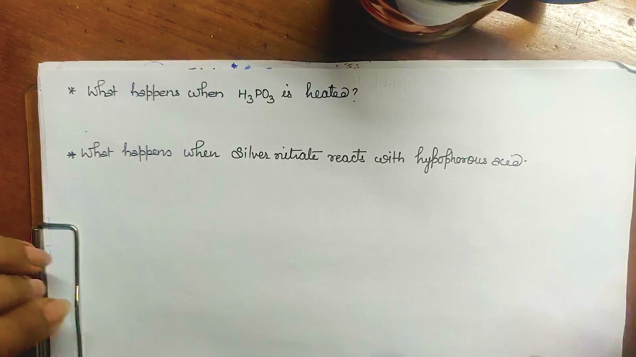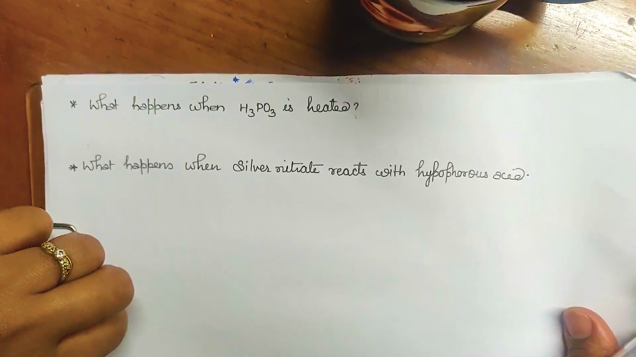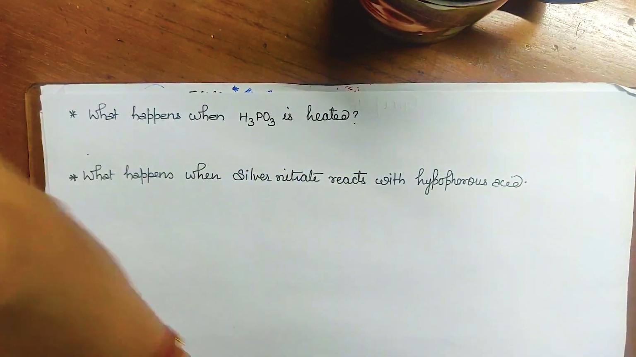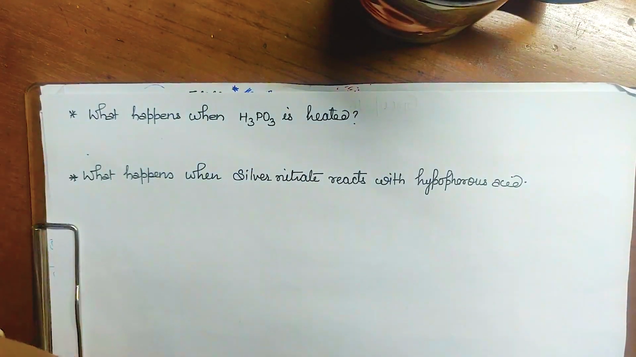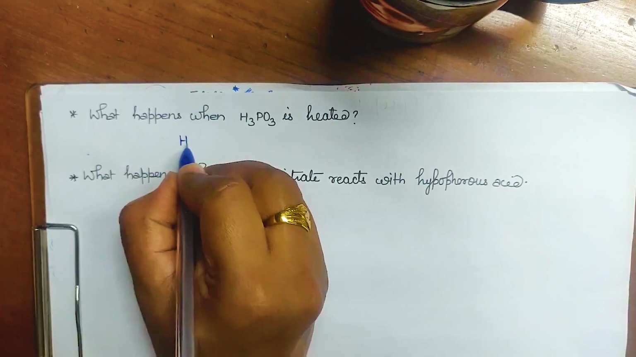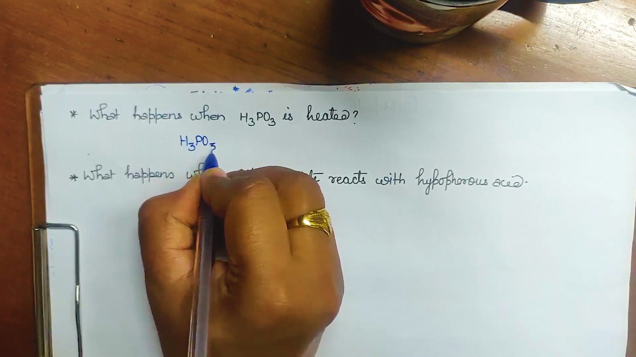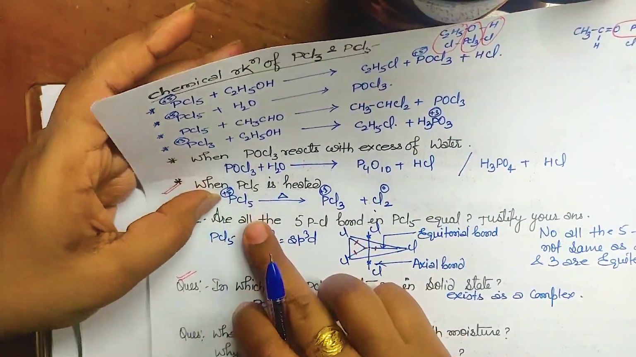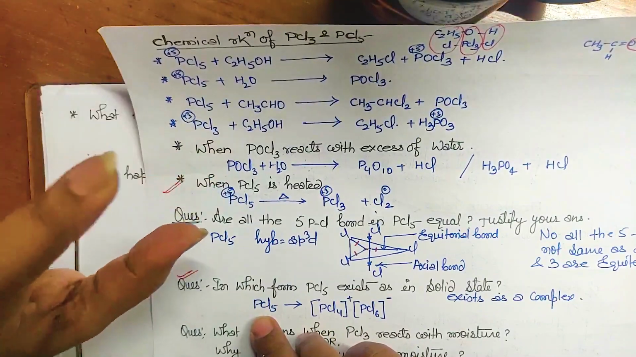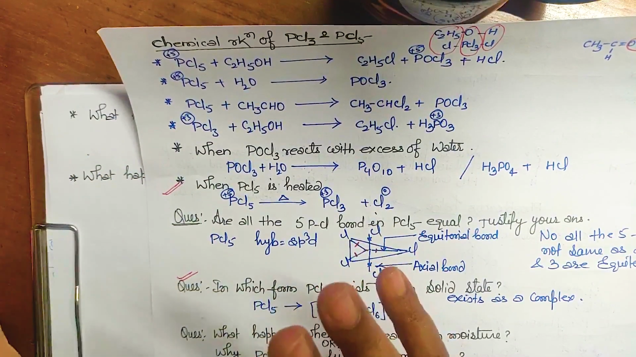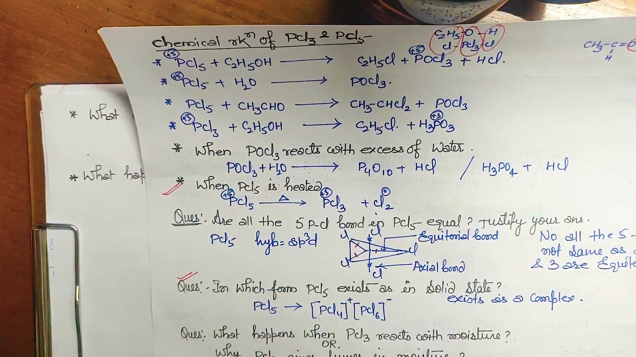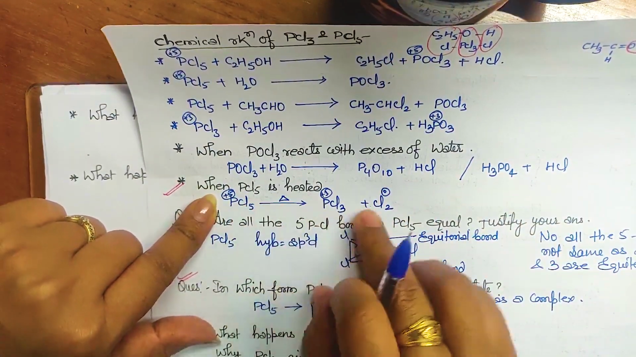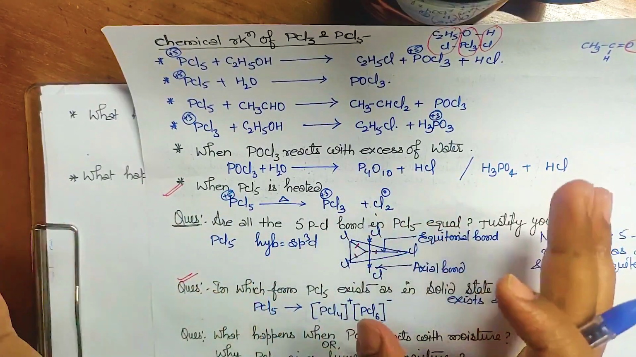These are the last questions of the 15th group. We will start the 16th group from now onward. The question is, what happens when H3PO3 is heated? Again, I told you, whenever the compound is heated, there will be decomposition. But there is a difference in these two compounds. PCl5 was in the maximum state, so it had no chance to oxidize, only to reduce. That's why it dissociates into two different compounds.